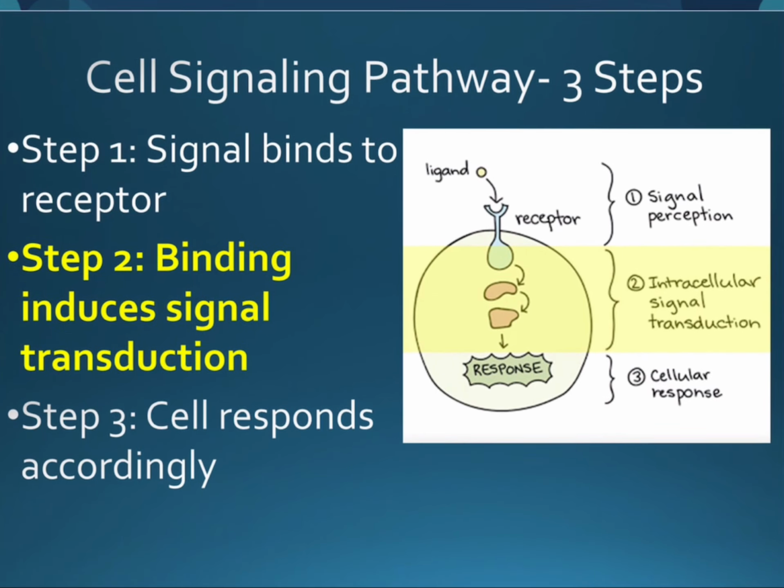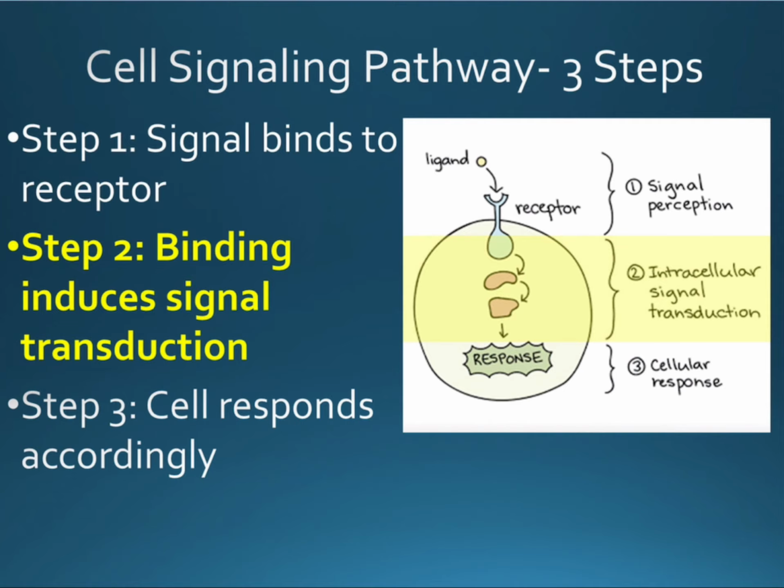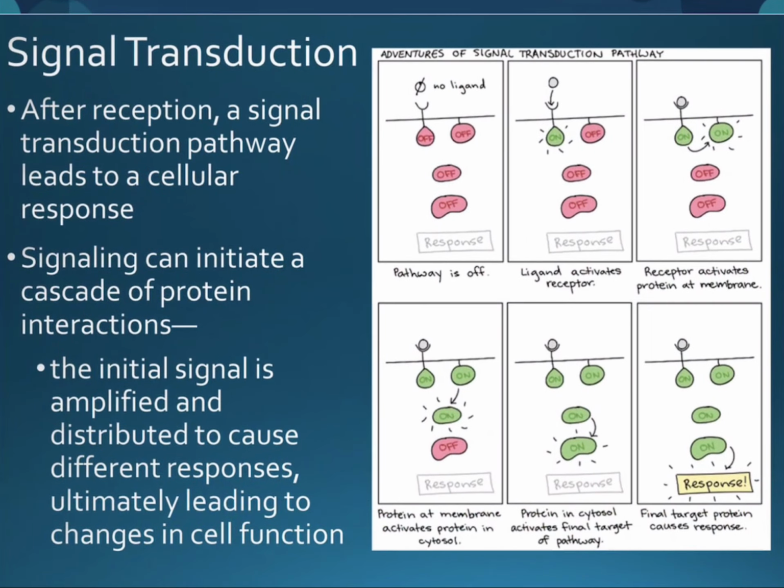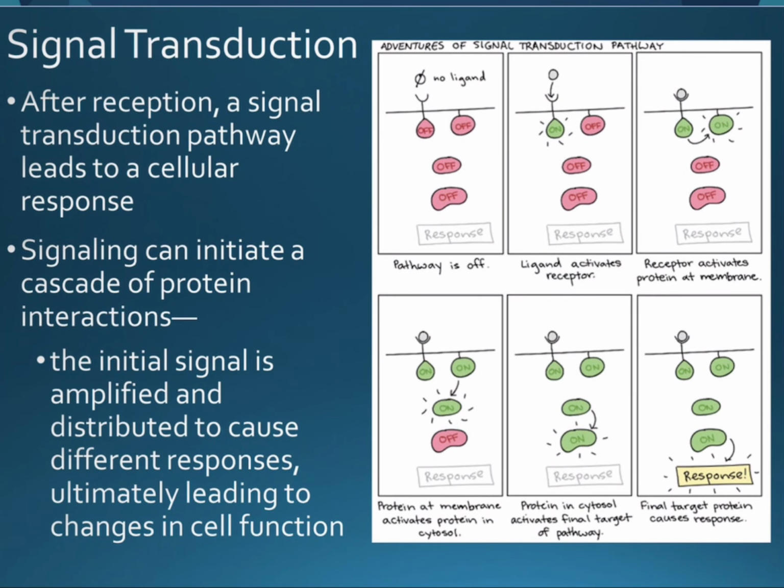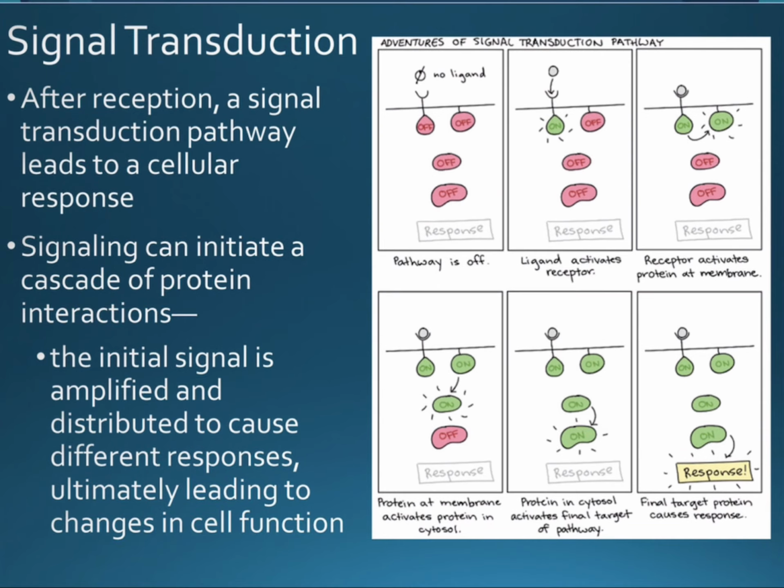That's probably one of the more complicated ones to understand, but it's pretty straightforward, right? So the second step to this, so those were the different types of receptors. The second step to this is binding is going to induce a signal transduction pathway. Signal transduction, right, is going to happen after reception. That pathway is going to lead to a cellular response.